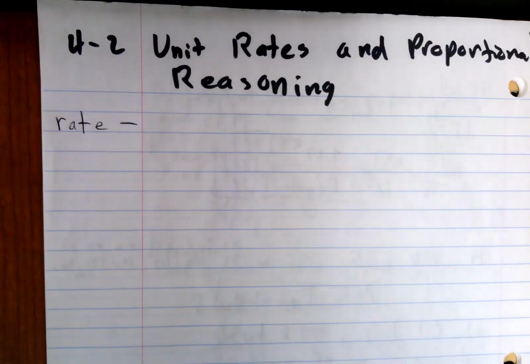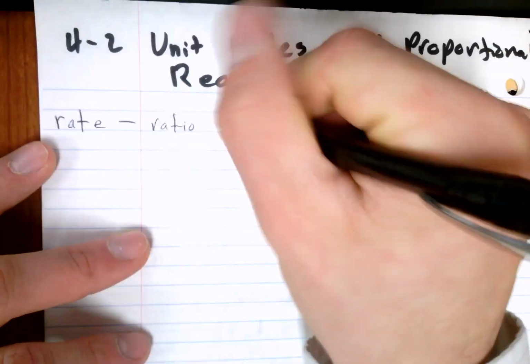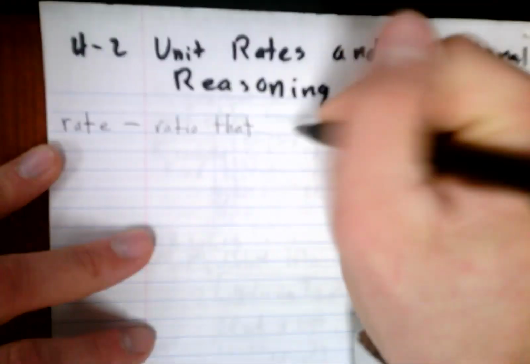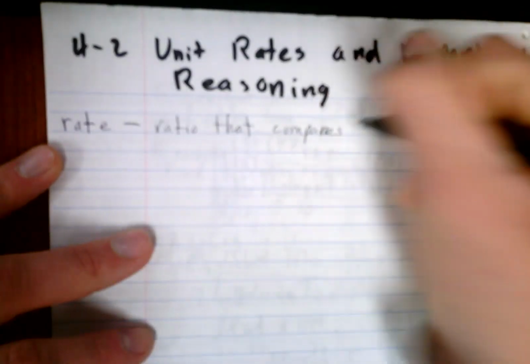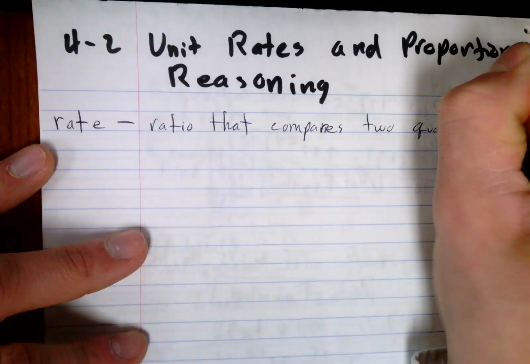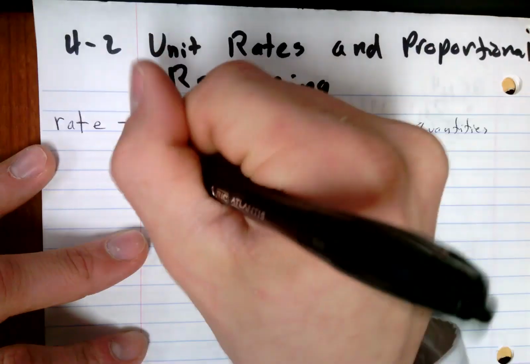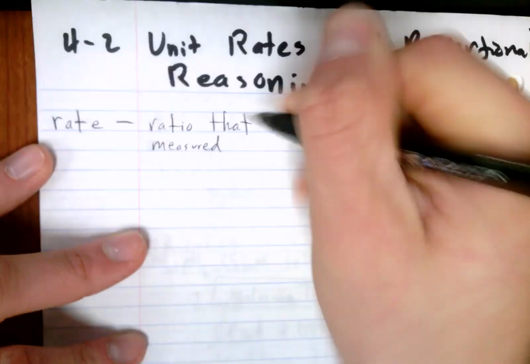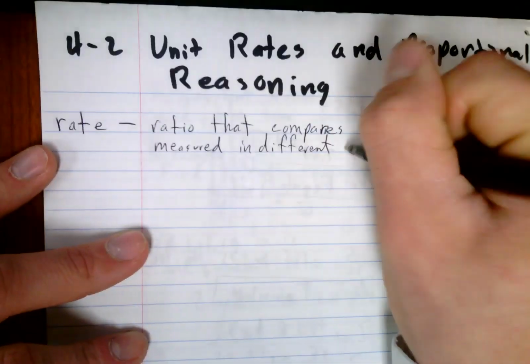But a rate is a ratio that compares two quantities measured in different units. So it's a ratio that compares two quantities measured in different units.